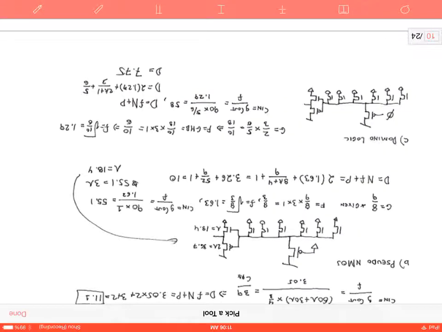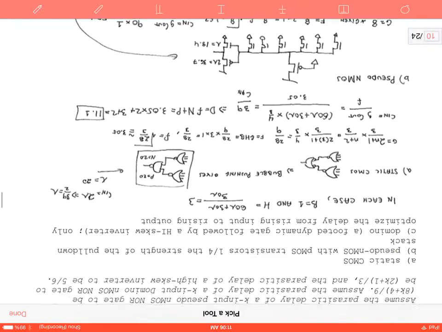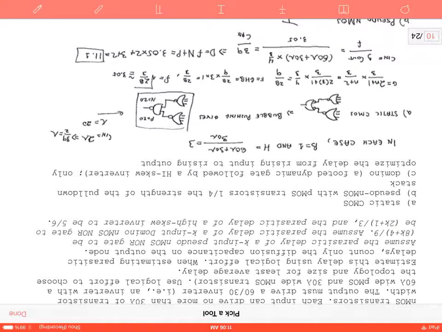Then we did the same thing. We calculated the delay and the input capacitance of pseudo NMOS and the domino logic. So this is a very good comparison type problem that would be good on an exam because it shows knowledge of comparison delay, domino effect, pseudo NMOS, static CMOS, sizing. So if you can do this problem, you're going to be in very good shape.